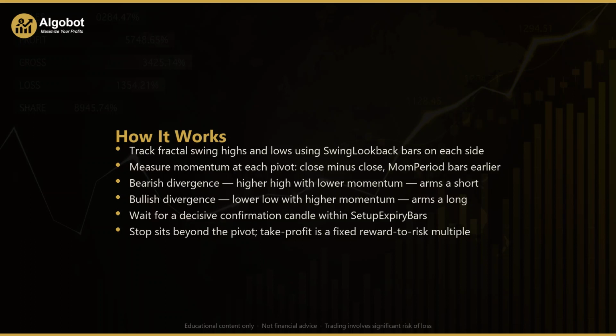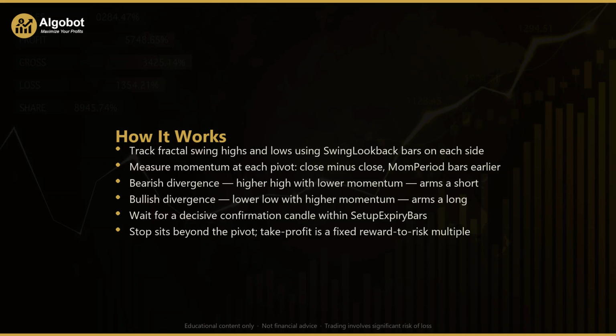For a short setup, the strategy needs a new swing high that is higher in price than the previous swing high, but whose momentum is lower than the momentum at that previous high. Price made a higher high, momentum made a lower high. That's bearish divergence, and it arms a short. For a long setup, it needs a new swing low that is lower in price than the previous swing low, but whose momentum is higher than before. Price made a lower low, momentum made a higher low. That's bullish divergence, and it arms a long.